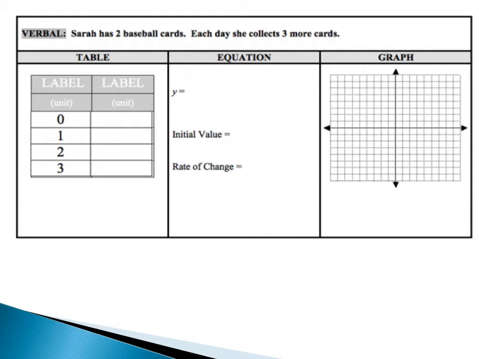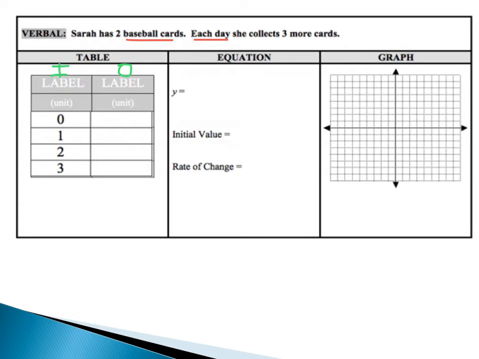So it says Sarah has 2 baseball cards, and each day she collects 3 more cards. So really what we're looking at is a relationship between the number of baseball cards she has and each day. There are 2 things we're looking at, baseball cards and days, and we're going to try to represent the relationship between these 2 things. First, we can represent this relationship through a table. Remember that in our table we're going to have a list of inputs and a list of outputs. We've done this before. What we have to figure out is what are inputs and outputs.